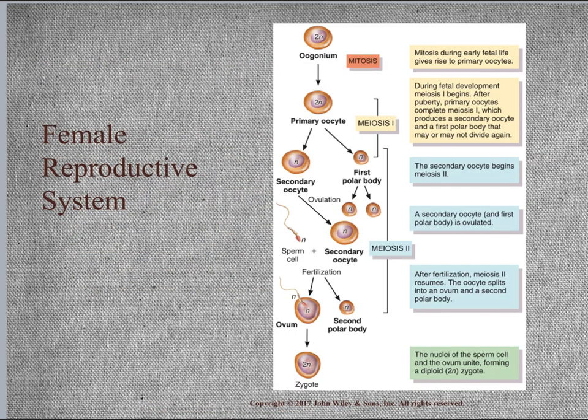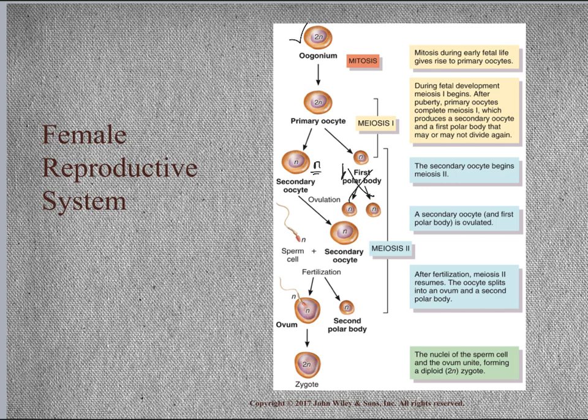We can put it to chart to see exactly what is going on here. So we see our diploid oogonium up here. We undergo mitosis to get our still diploid primary oocyte. Meiosis 1 gives us our secondary oocyte. We are now haploid, or 1N. That first polar body may or may not divide, but either way, it will get broken down.